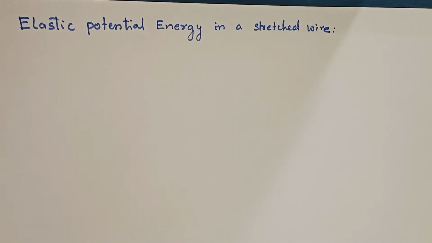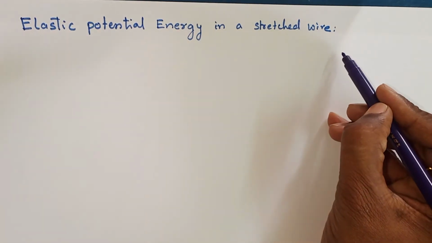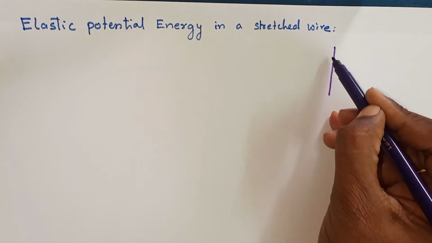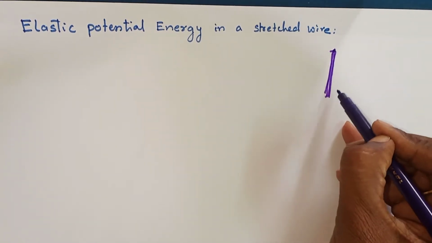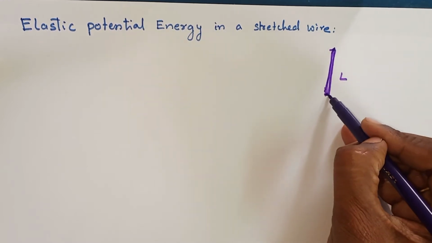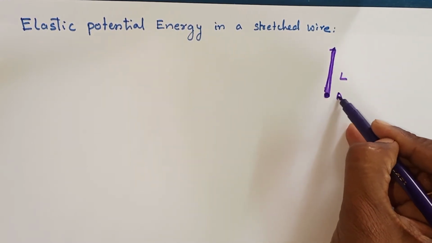Now, in this class, we'll calculate elastic potential energy in a stretched wire. When you stretch the wire, you are doing work against the interatomic forces which are present in the wire. Let us consider a simple wire having length L, and this is a cross sectional area A.